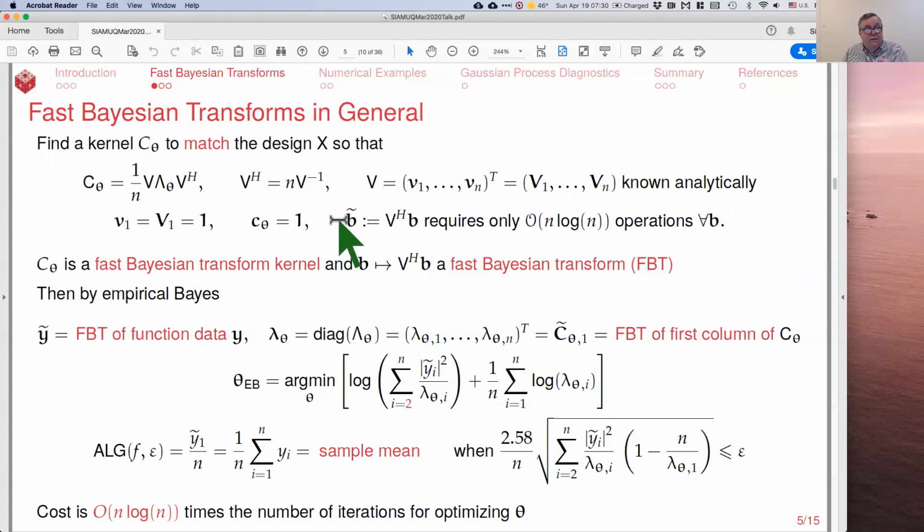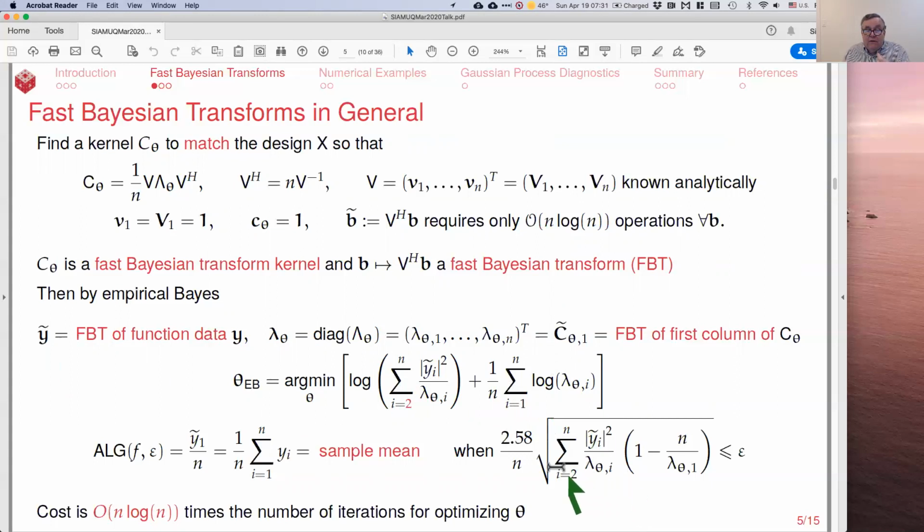And then the big assumption is that when we multiply the eigenvectors, complex conjugate transpose, times any vector, that operation only requires not n squared, but n log n. And that's going to be what we call a fast Bayesian transform. And if we can find the kernel that matches the design, so it's a pair, a kernel and a design, and they match to satisfy these assumptions, we'll call that a fast Bayesian transform kernel. So now what happens is we transform the data, and we transform the first column of the Gram matrix, and that gives us the eigenvalues. And with the transformed function data and the eigenvalues, we can now write our optimization for theta as follows.